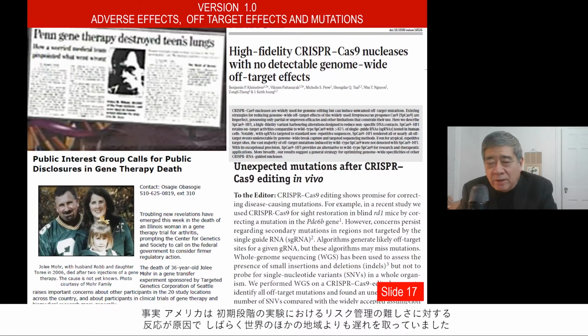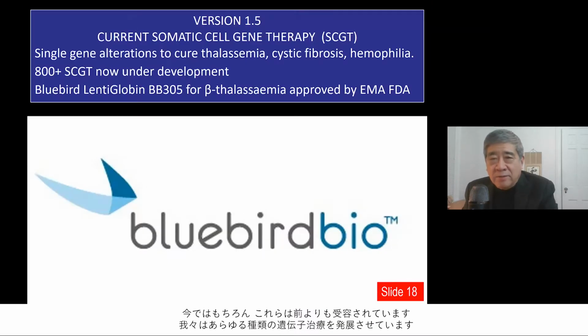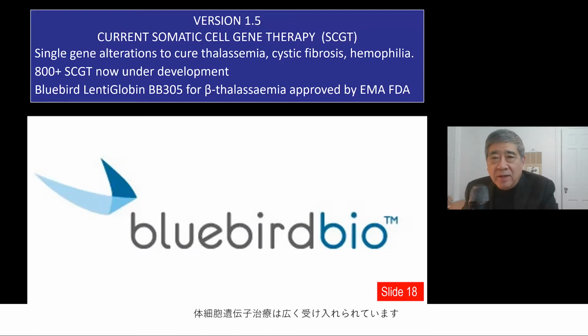In fact, the US lagged behind the rest of the world for a while because of the reactions to, let's call it, difficulty managing the risks in early stage trials. The off-target effects and mutations were bad. And now, of course, it's much more accepted, and we have all kinds of gene therapies under development. Somatic cell gene therapies are broadly accepted, with approaches to their management that make sense in terms of FDA, PMDA, and EMA.